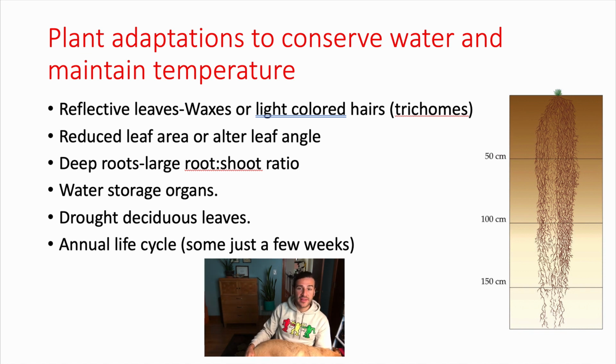Now these are other plant adaptations that allow plants to conserve water and maintain temperature. Remember, deserts are solely dependent on the water those biomes get. So water is definitely a limiting factor in these biomes. Now, reflective leaves are an adaptation in desert biomes. So I actually have some other plants that have reflective leaves around here.